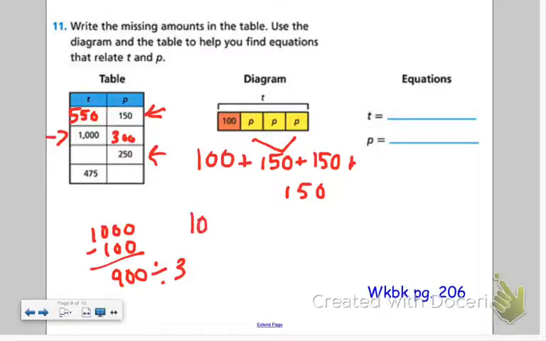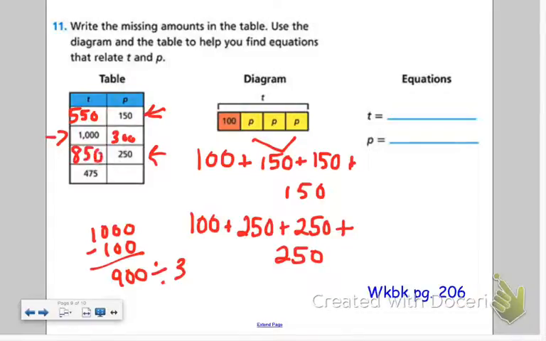So remember, 100 was the down payment, and then we have 250 plus another 250 plus another 250 for the 3 equal payments. So let's see, if I add these up, I'm going to get 850.